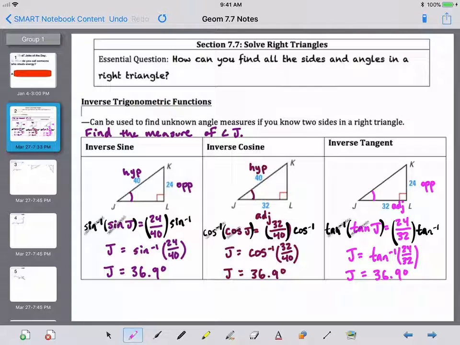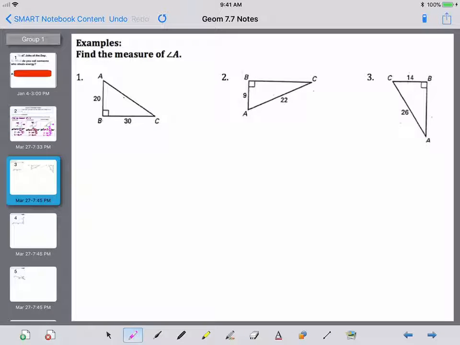All right, so now let's look at an example where we don't know exactly which of those three trig ratios to use. In each of these, we've got three triangles here, and in each one, we're going to find the measure of angle A. So for this first one, if I draw an arc on angle A, I notice that I have the side opposite and the side adjacent to that angle. I don't know what the hypotenuse's length is.